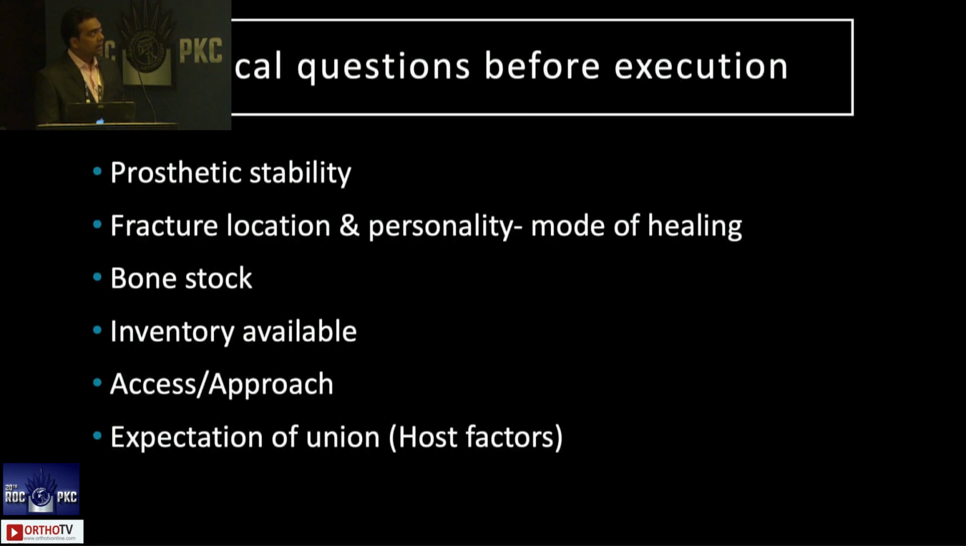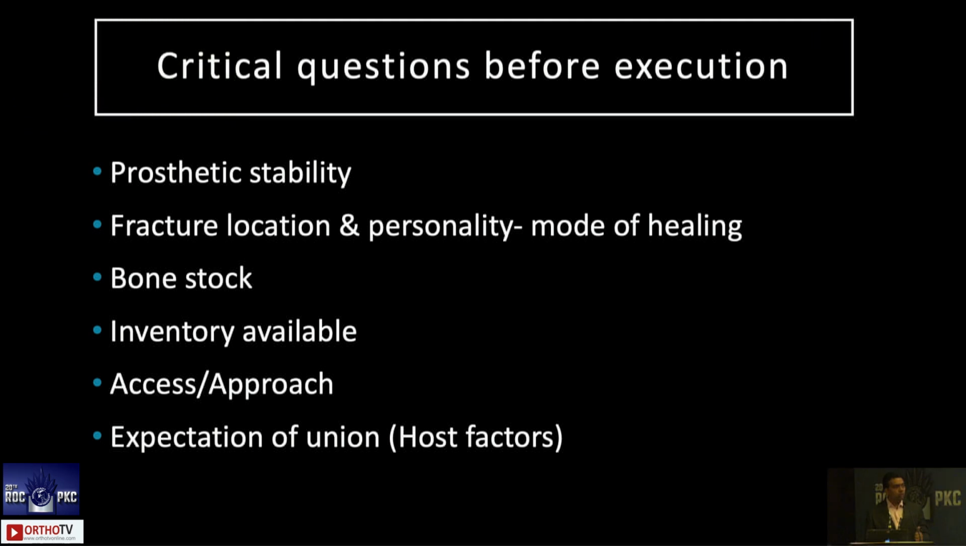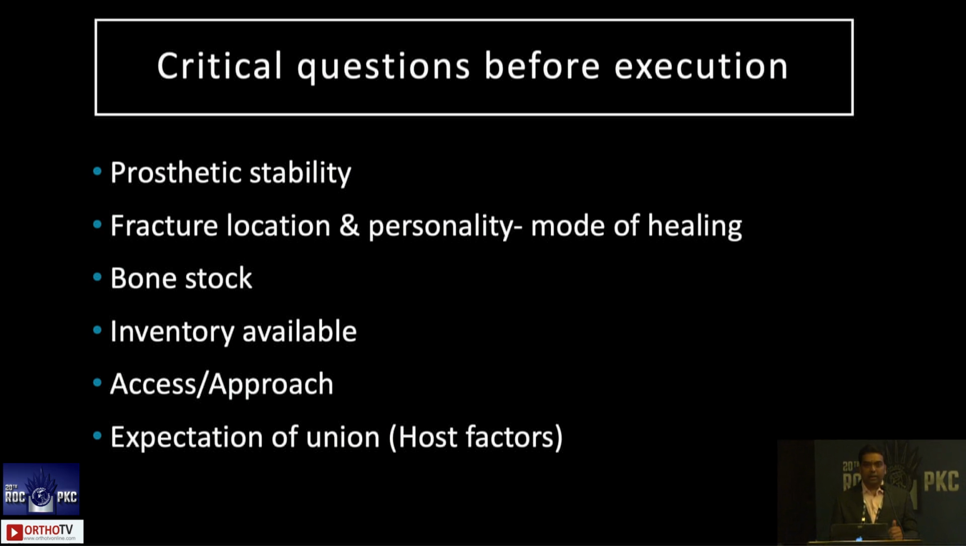So there are some critical questions before we go for execution. They depend on prosthetic stability, the fracture location and its personality, the mode of healing which we expect for a fracture, bone stock available, inventory available, the access and approach by which you are going to fix this fracture, and most importantly, the host factors. Is the host good so that it will throw bone very early so that the fracture heals? We need to augment these fractures with some biological methods like teriparatide and bisphosphonate, so they keep their bone stock good over a period of time.